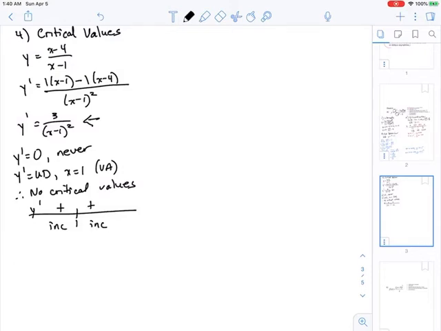But that doesn't mean that it's increasing from negative infinity to positive infinity because there is a vertical asymptote right here. So we say then that it's increasing on negative infinity to 1. We need a round bracket at 1 because the function is not defined there. And then from 1 to infinity.